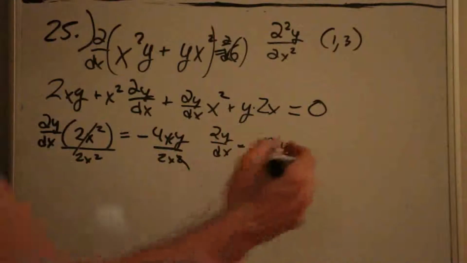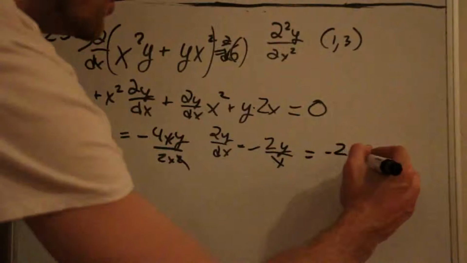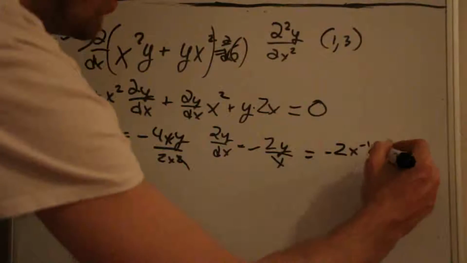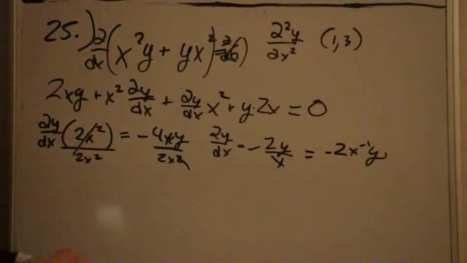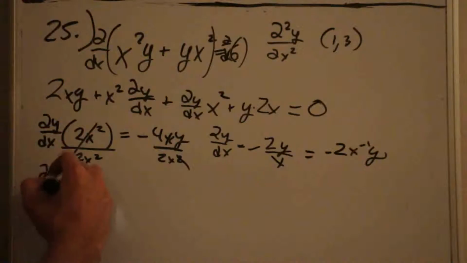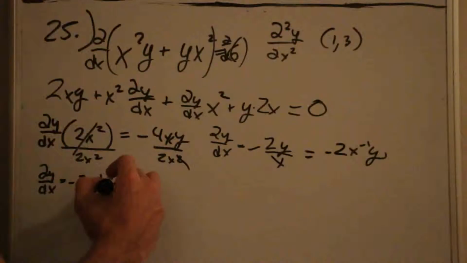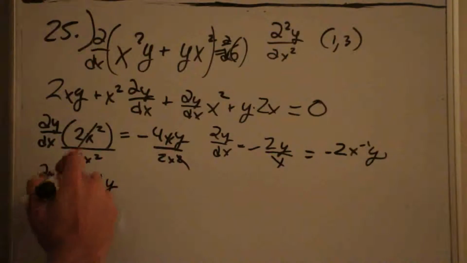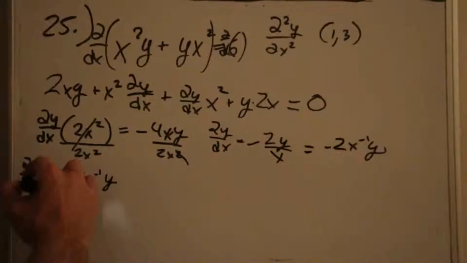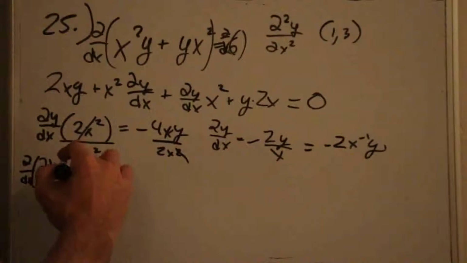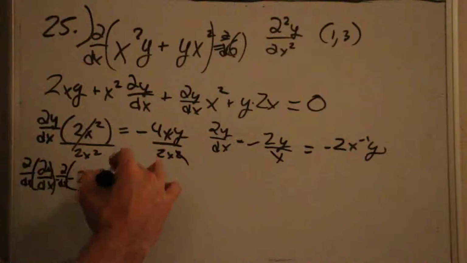So I can also rewrite this as negative 2 x to the negative 1 y. So dy/dx is negative 2 x to the negative 1 y. Now I want to find the second derivative, so I have dy/dx equals negative 2 x to the negative 1 y. If I want to find the second derivative, I have to take the derivative of this side and then take the derivative of this side.